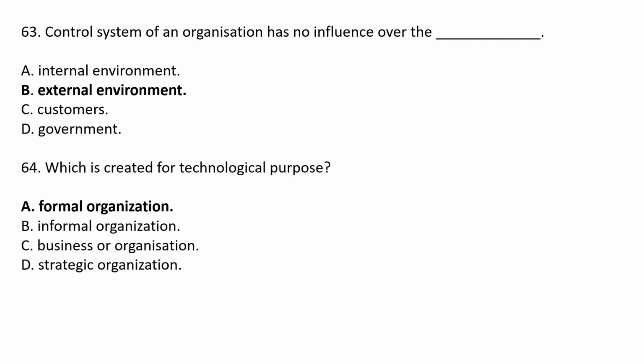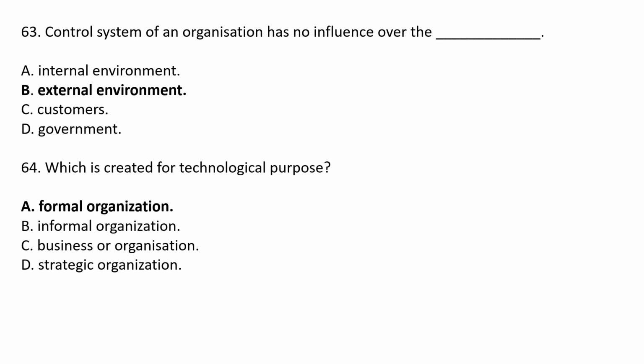The control system of an organization has no influence over the dash. Option A internal environment, Option B external environment, Option C customer, Option D government. The correct answer is Option B external environment. Which organization is created for technological purpose? Option A formal organization, Option B informal organization, Option C business organization, Option D strategic organization. The correct answer is Option A formal organization.